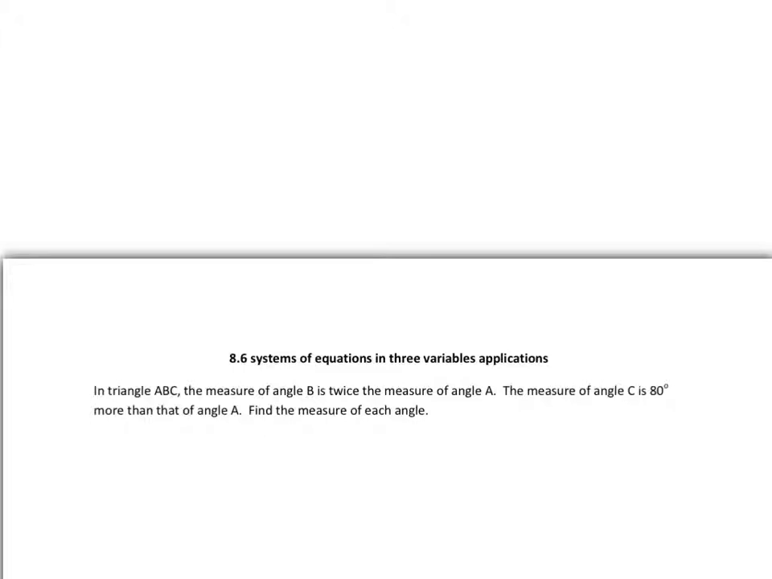So, in triangle ABC, and because we have triangle ABC, I guess I'm going to draw a triangle A, B, C. The measure of angle B is twice the measure of angle A. The measure of angle C is 80 degrees more than that of angle A. Find the measure of each angle. So here we have 3 equations and 3 unknowns. That is, we have A, B, and C. Because we have 3 unknowns, we're going to need 3 equations to solve that.